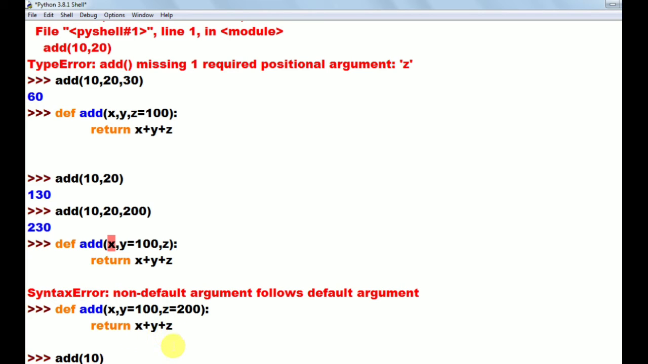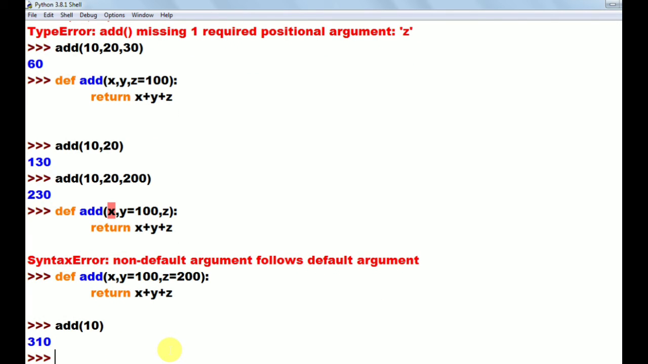Observe here. For example, I am writing add of 10 comma 50. I am providing a value for y, but I am not providing a value for z. If we don't provide the value, it takes the default value, that is 200. So here it calculates 10 plus 50 plus 200. That prints 260.